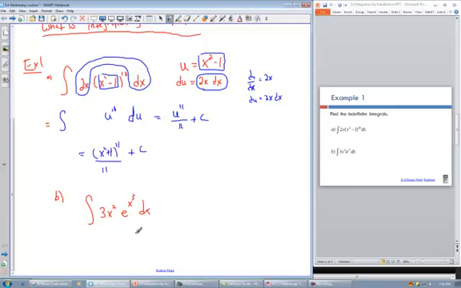And so on this one, all right, what do we want to do? Okay, so again, I want to make a substitution. And the idea is let u be the thing on the inside, or you can think of it, do you see a function and its derivative?